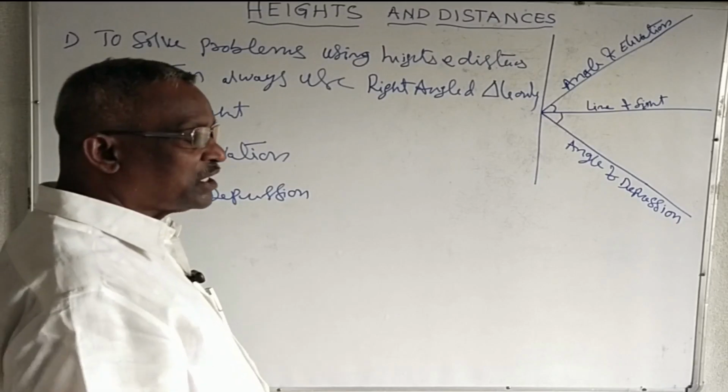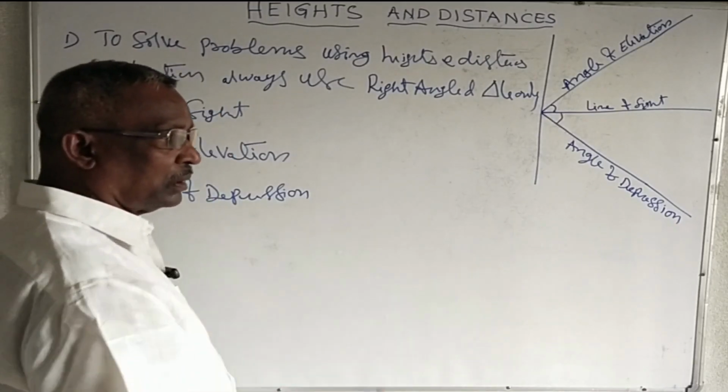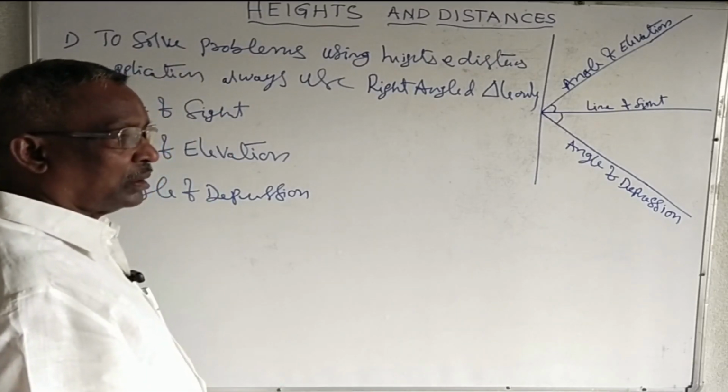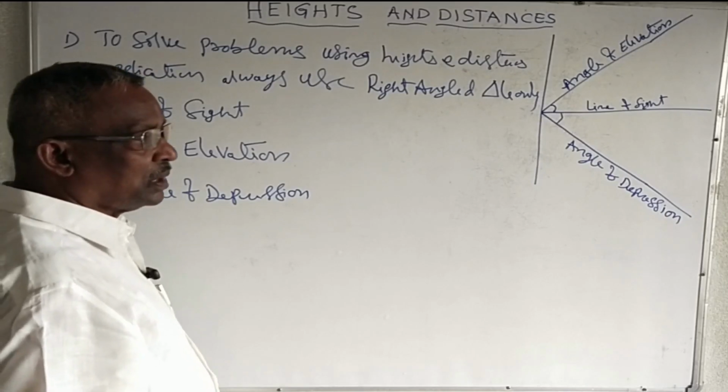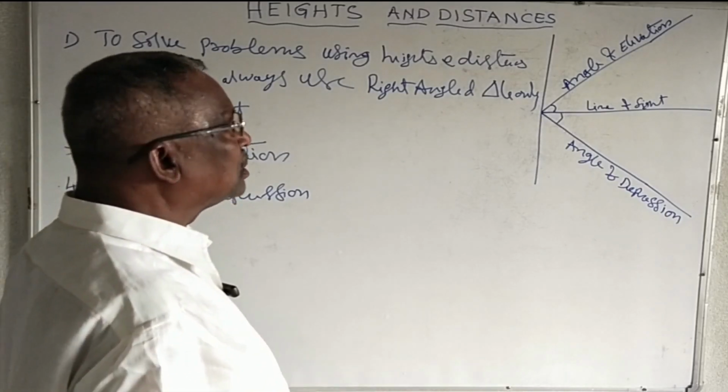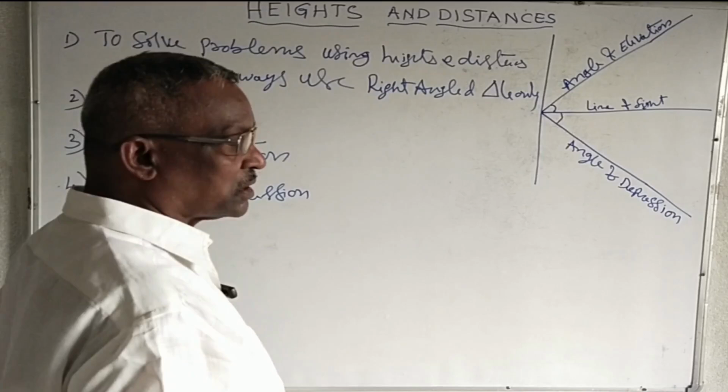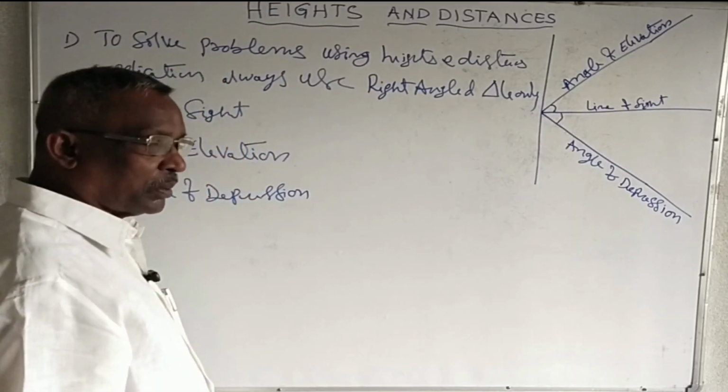We use this to measure the height of a tower, the height of a tree, any tallest object, and distances such as the width of a river. So like this, there are many uses of heights and distances. We'll see some example problems.